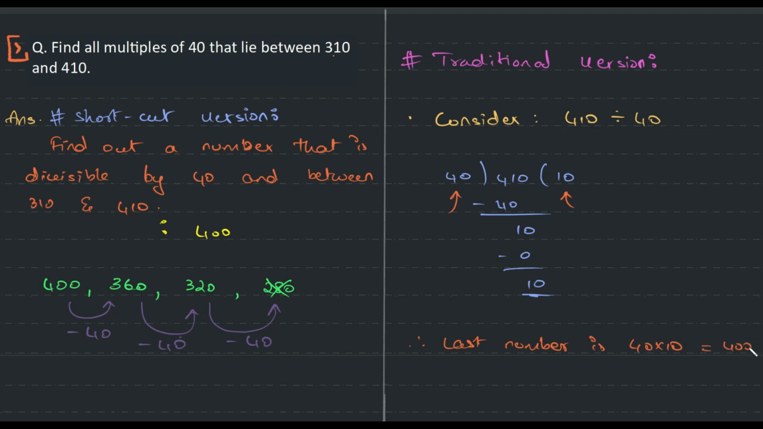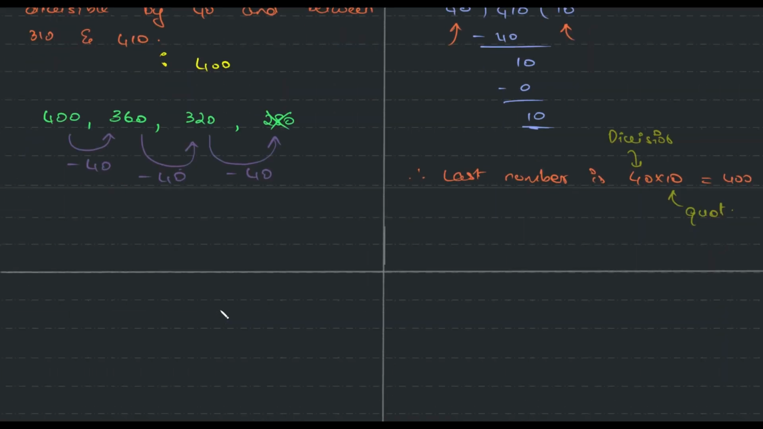That will be 400. So remember how we got this, this is your divisor and this is your quotient. So divisor into quotient will give you the number which is divisible by 40, the closest number that is near 410. One of the closest numbers. So 400. Then after that, it's quite simple. Then you can use the same process and we are done.